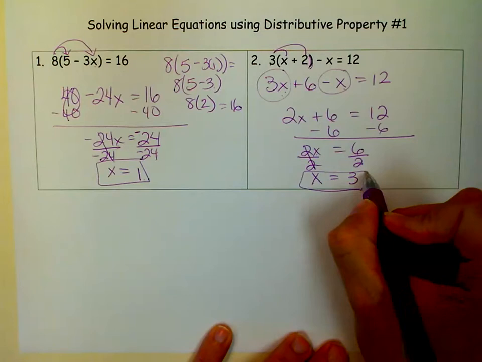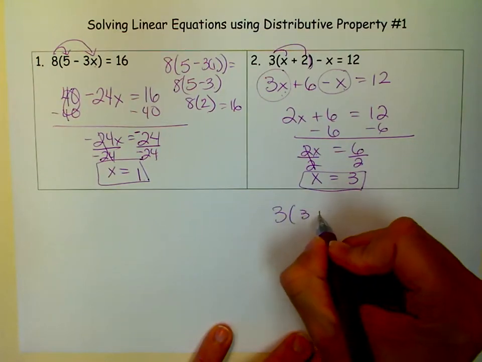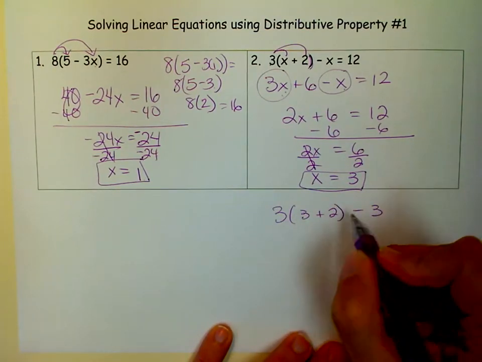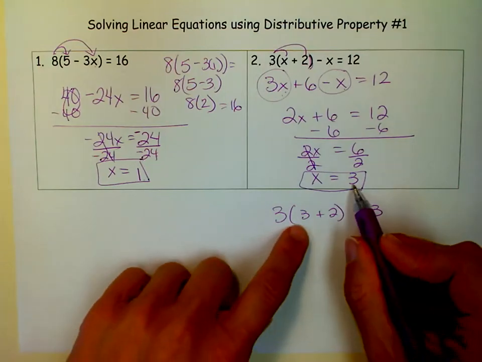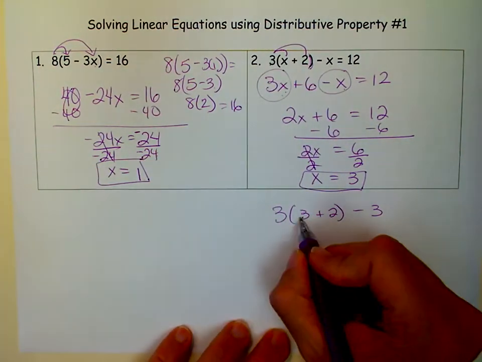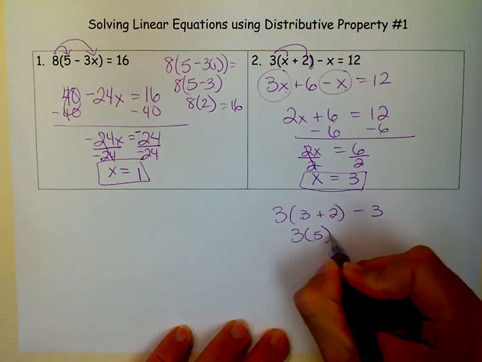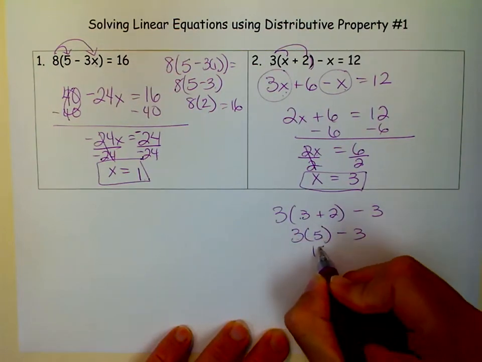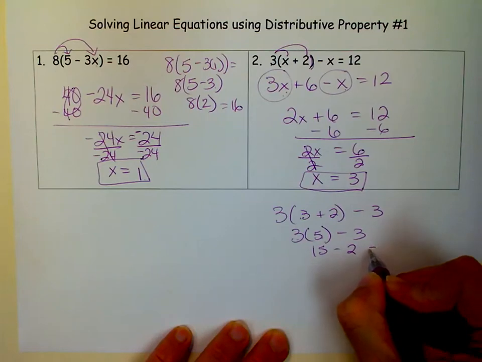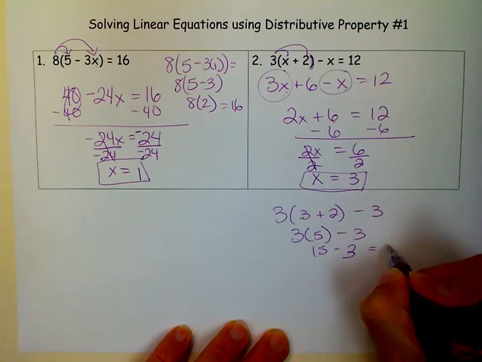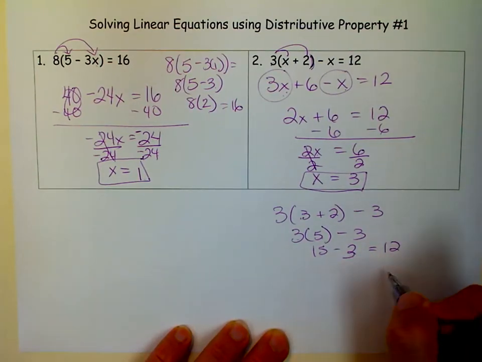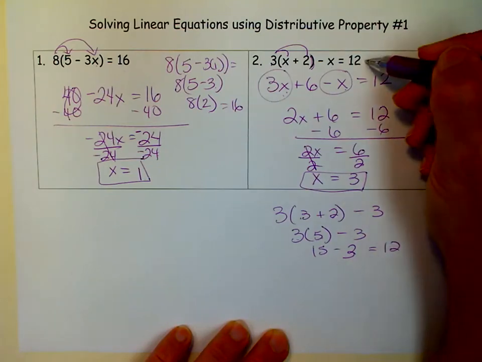Let's check that really quick. 3 times 3 plus 2 minus 3. So I put 3 in everywhere I saw x. In my parentheses, I would do that first. 3 plus 2 is 5. 3 times 5 is 15, minus 3 equals 12. 15 minus 3 equals 12, and that's what we were supposed to get.